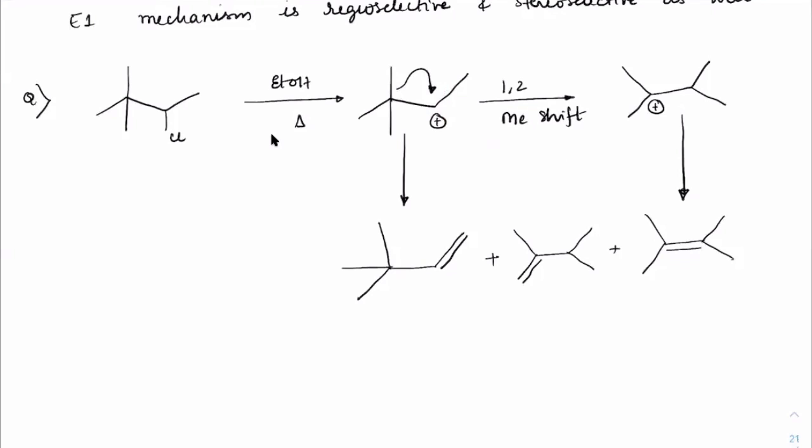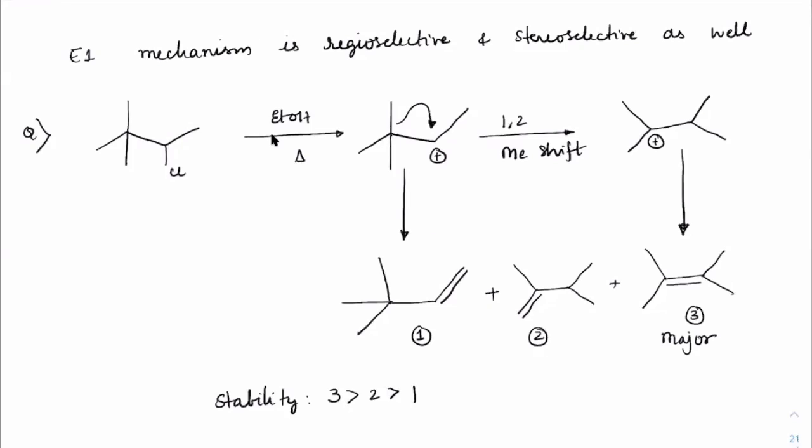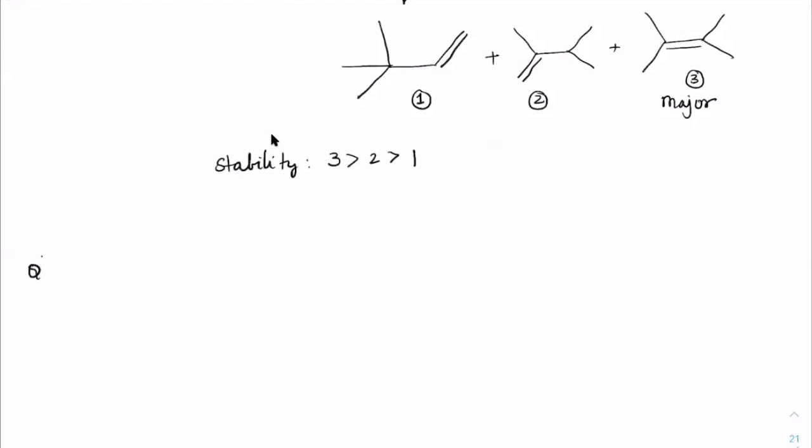Okay, students, which one will be the major product here? Clear on that, everybody? So if you see, this is 1, 2, and 3. Got it? So stability wise, which is more stable? 3 is more stable than 2, which is more stable than 1. That's why the third one is the major product. So I hope you understood how to do the E1 mechanism now. Another important question on the same lines.